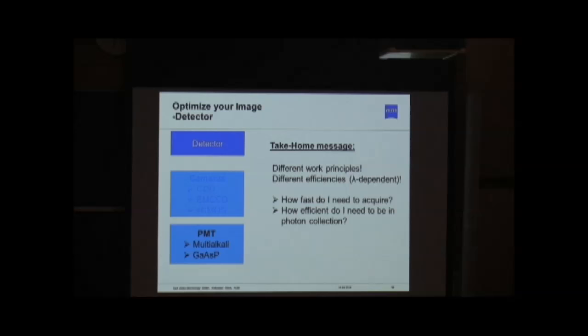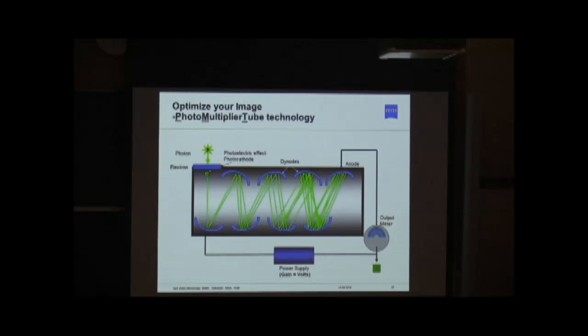Okay, now I would like to talk about the photomultiplier tubes, and I told you already that we can subdivide them into the multi-alkali tubes and the gallium arsenide phosphide tubes. Let's talk a little bit about the principle of how photomultiplier tubes work. A photomultiplier tube has a photocathode, and on this photocathode the same thing is going on as in the silicon oxide matter of the cathode tube. Photons are converted into electrons. The only difference is that this is not made out of silicon oxide, but either out of multi-alkali elements or gallium arsenide phosphide elements.